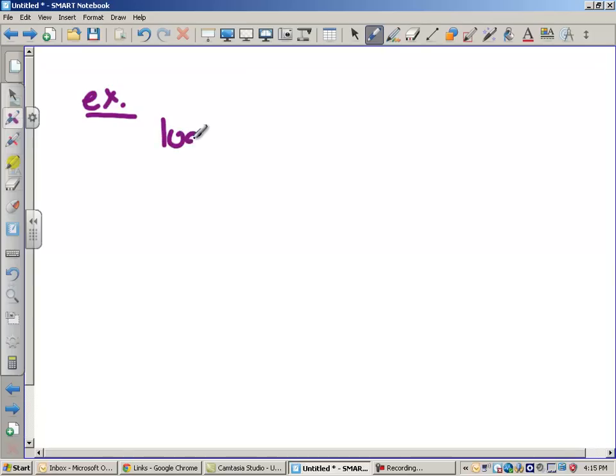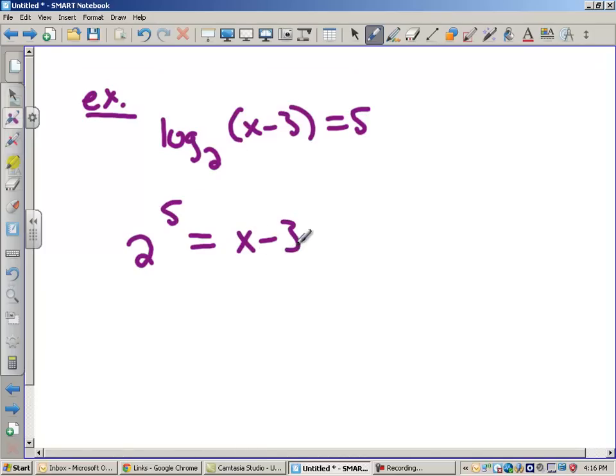What if I have the log base 2 of x minus 3 equals 5? To solve this one, I'm going to exponentiate this, or turn this into an exponential equation. So we take 2 to the 5th power equals x minus 3, and then 2 to the 5th power is 32. So we get that x is 35. You're going to practice some of this tomorrow in class.